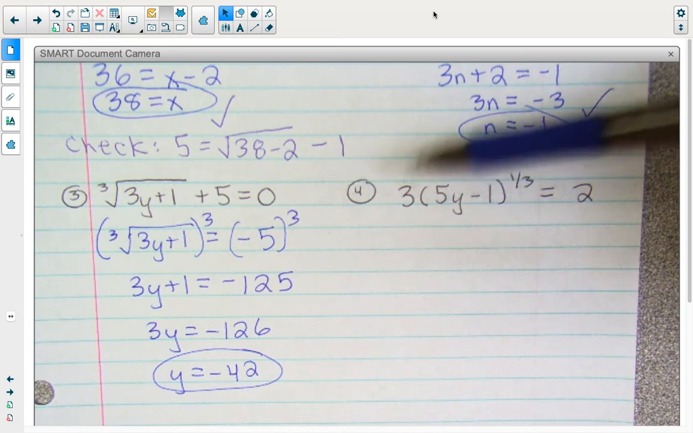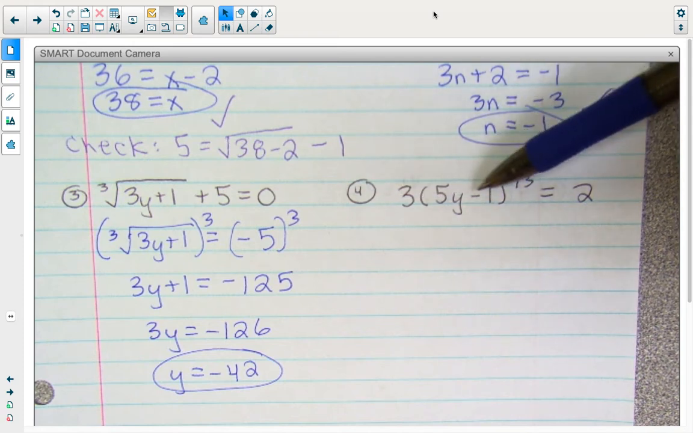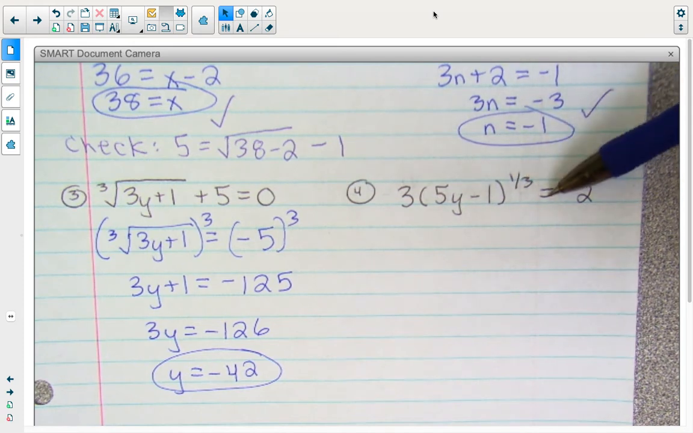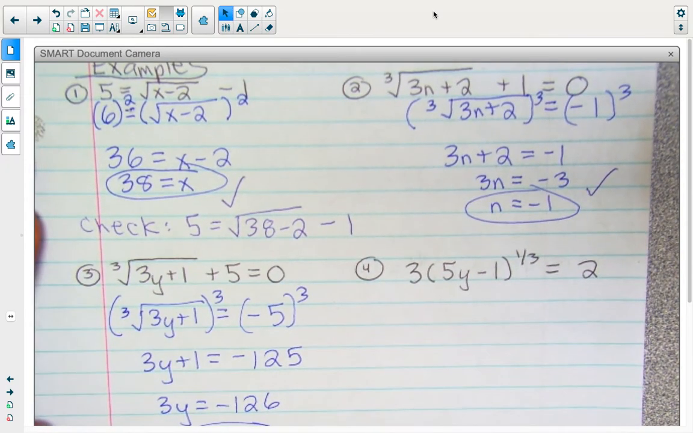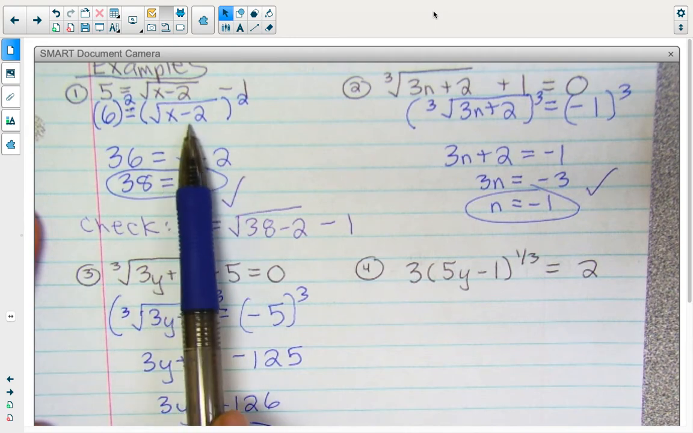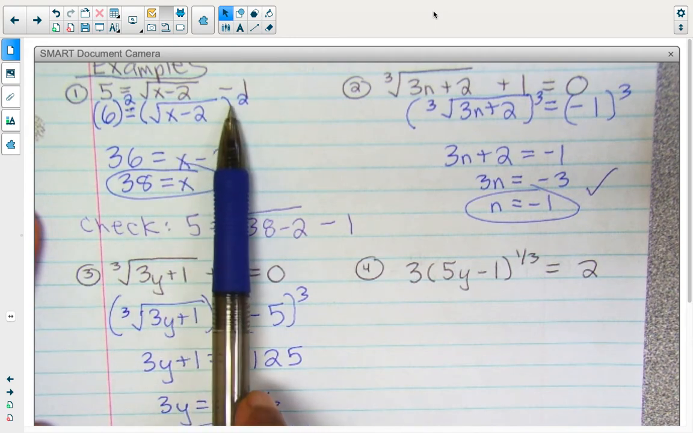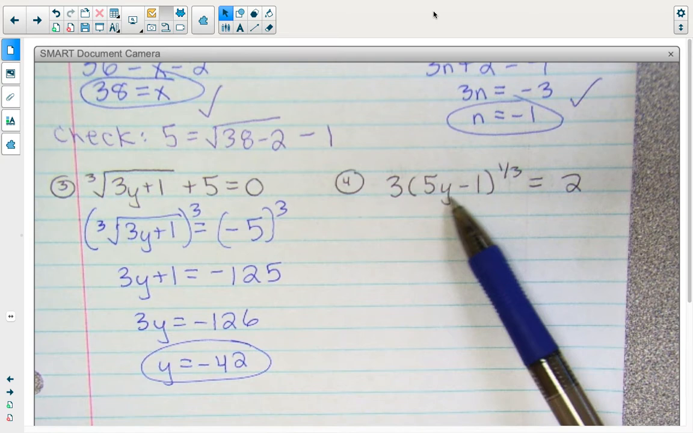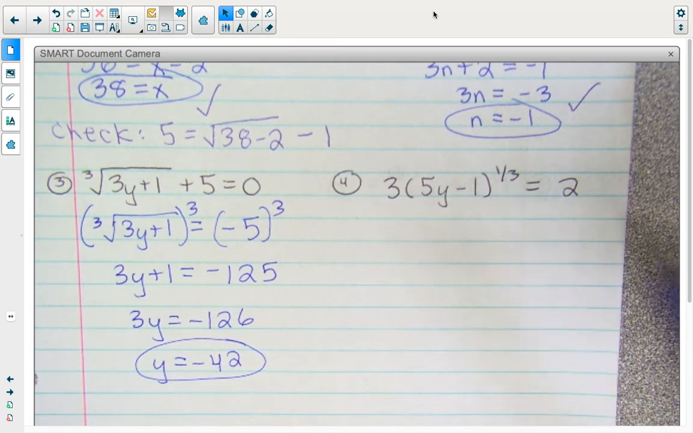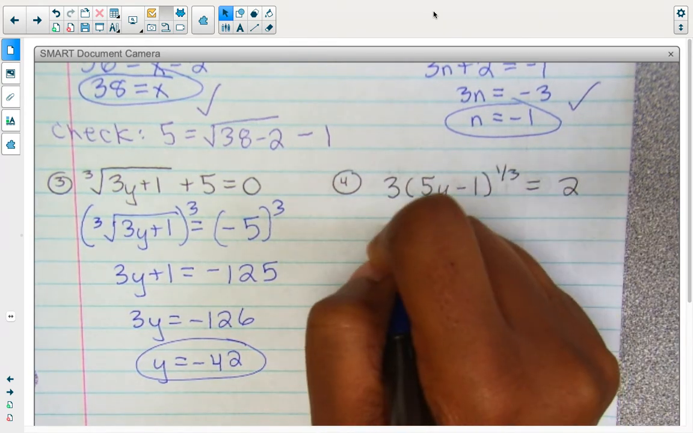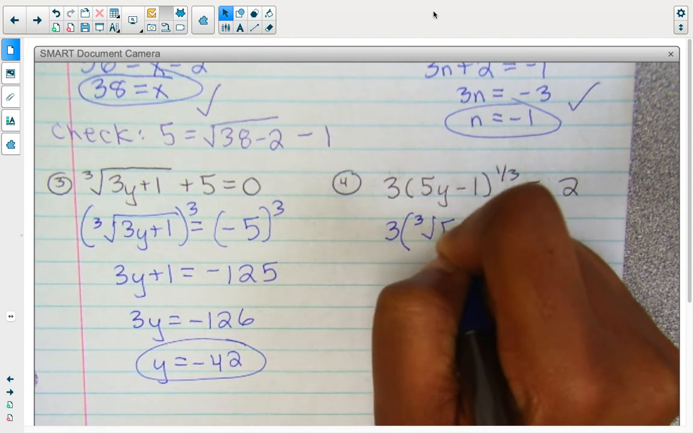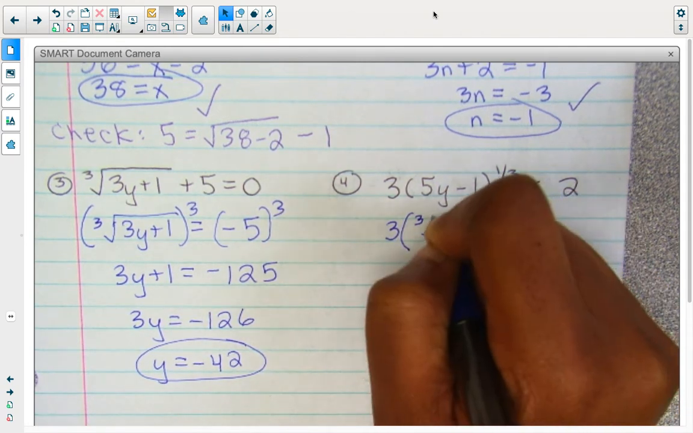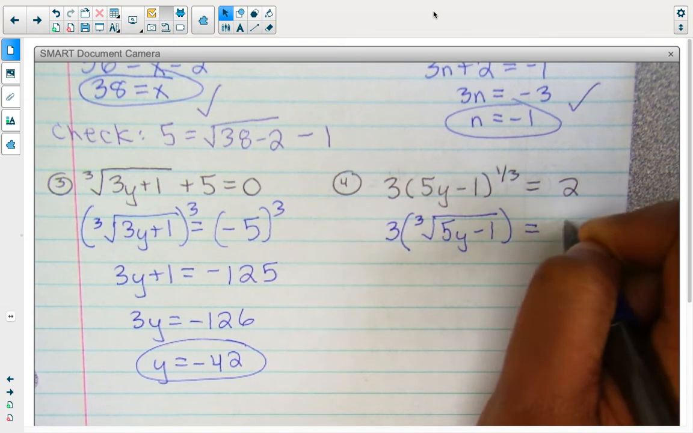So this is 3 times 5y minus 1 to the 1/3 power equals 2. Now, this is what I was saying verbally back here with problem number 1. If I slide that down for just a minute, this is actually x minus 2 to the 1/2 power. And this is 5y minus 1 to the 1/3 power. I could absolutely rewrite this problem as 3 times the cube root of 5y minus 1 is equal to 2.